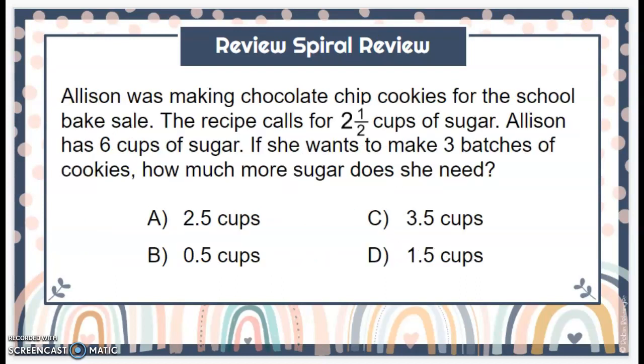Number 2. Allison was making chocolate chip cookies for the school bake sale. The recipe calls for 2.5 cups of sugar. Allison has 6 cups of sugar. She wants to make 3 batches of cookies. How much more sugar does she need?